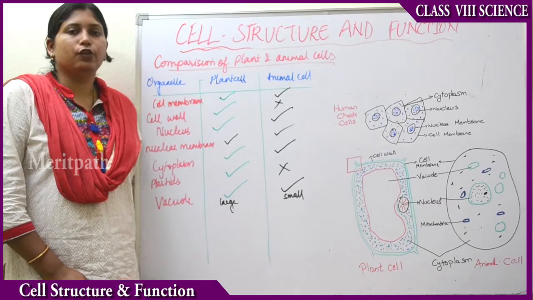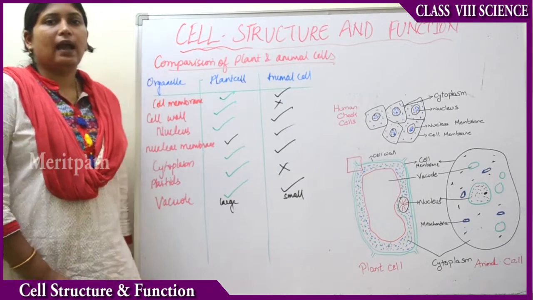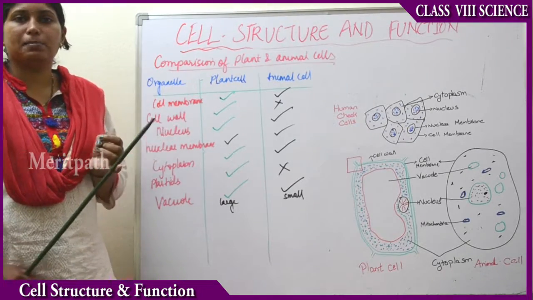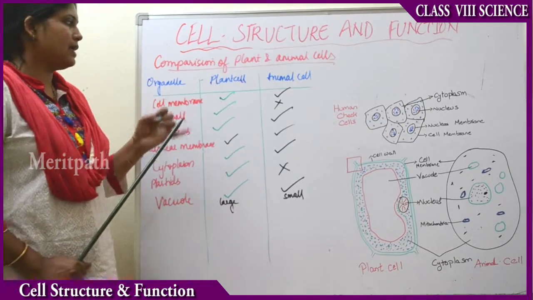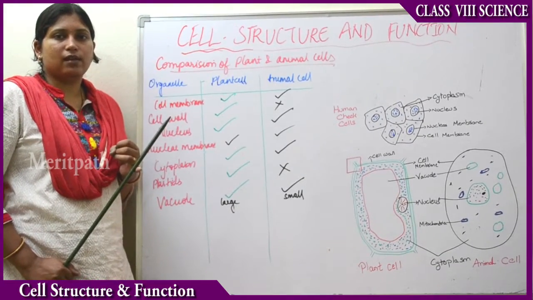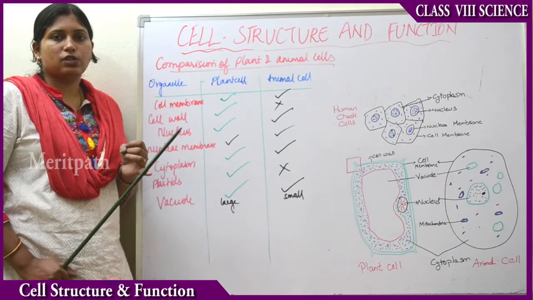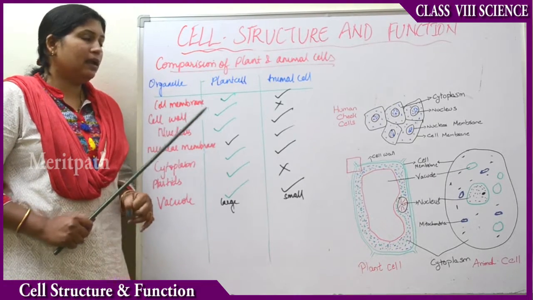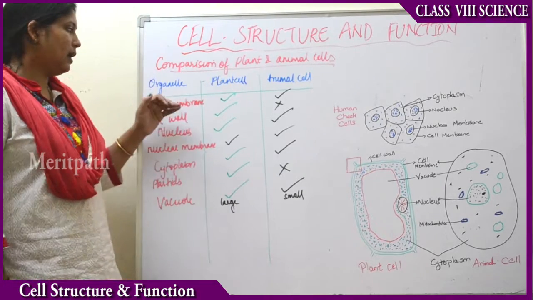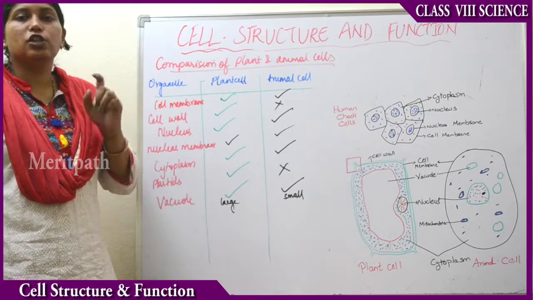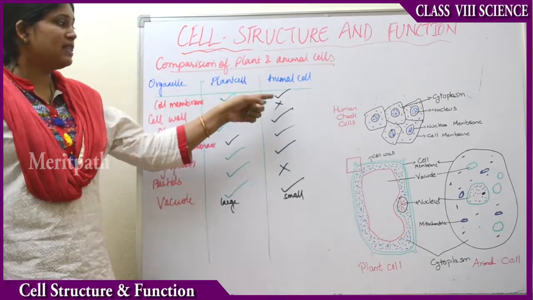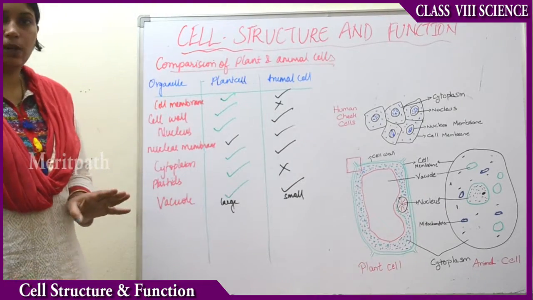Let's compare a few features of plant cells and animal cells. The first feature is the cell membrane. Cell membrane is present both in plant cells as well as animal cells. It is the outermost covering of the cell, and it is responsible for giving shape to the cell. Plant cells do not change their shape, whereas animal cells can change their shape.